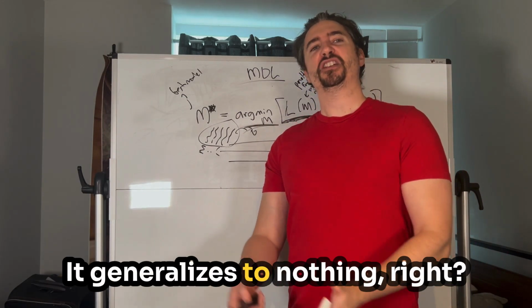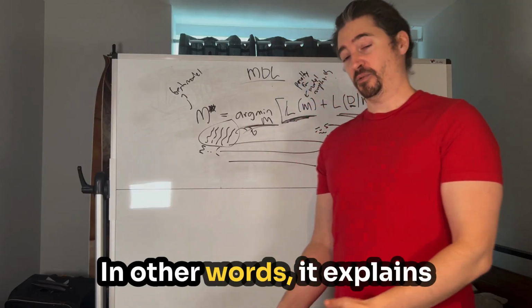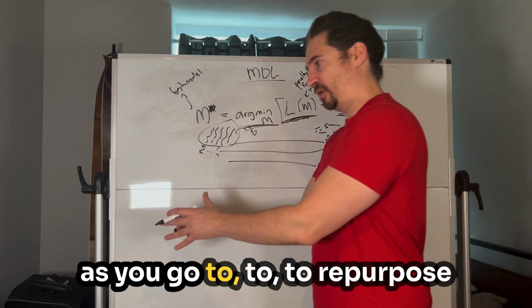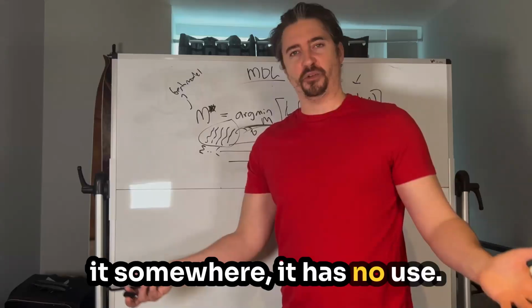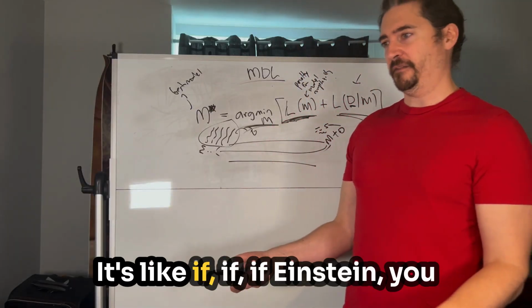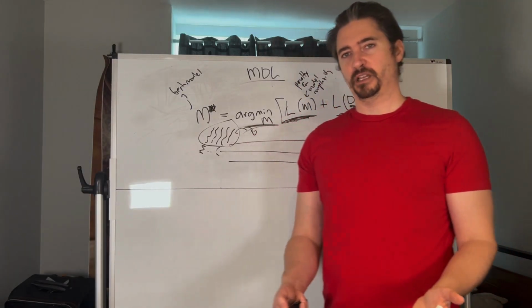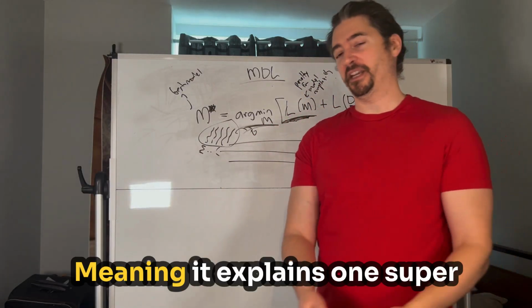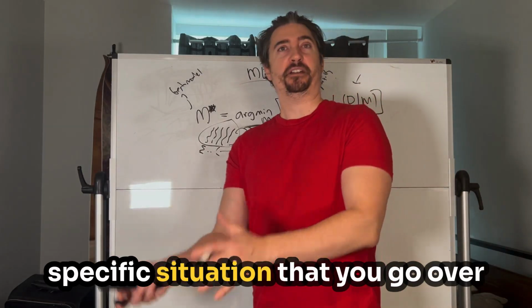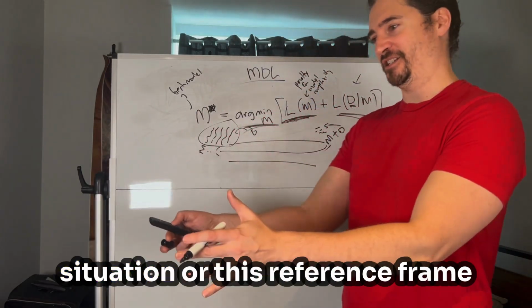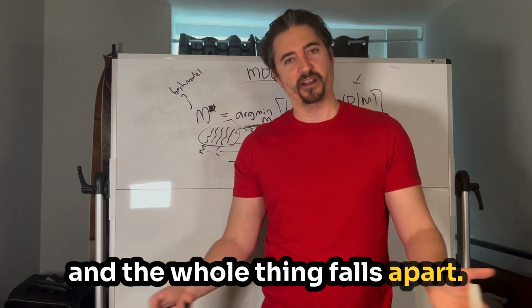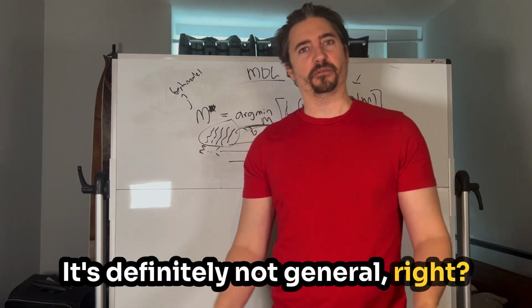It generalizes to nothing, right? In other words, it explains everything in this one instance, and then as soon as you go to repurpose it somewhere, it has no use. It's like if Einstein comes up with relativity and it doesn't end up being general, meaning it explains one super specific situation, then you go over to this part of space or this reference frame and the whole thing falls apart. It's not really that useful. It's definitely not general, right?